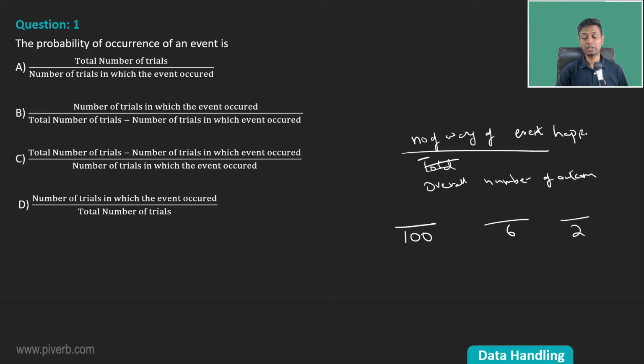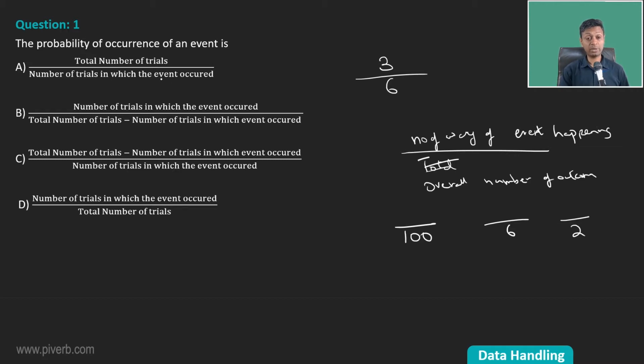Whatever event you define. So if you roll a die and you want to know the probability of the number being an even number, the denominator is 6. Numerator: even numbers 2, 4 and 6, so 3 by 6. Right? Now let's look at the choices.